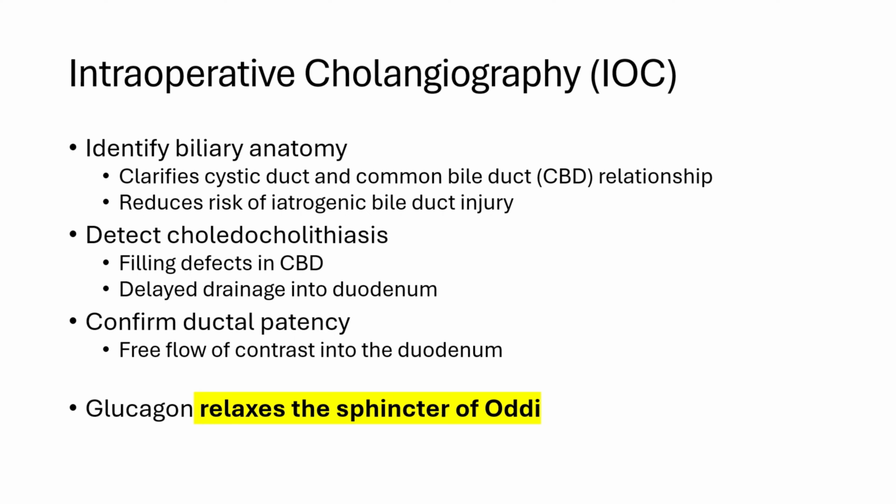If there is a stone, and we do see choledocholithiasis under this form of imaging, the surgeon, more often than not, will push glucagon or ask glucagon to be administered into the patient. And what glucagon does, it relaxes that sphincter of Oddi that we talked about, and hopefully we can flush out that stone and not have to undergo ERCP.